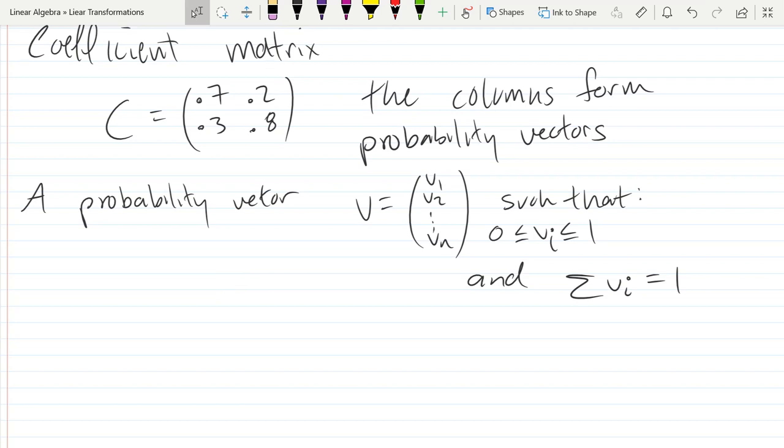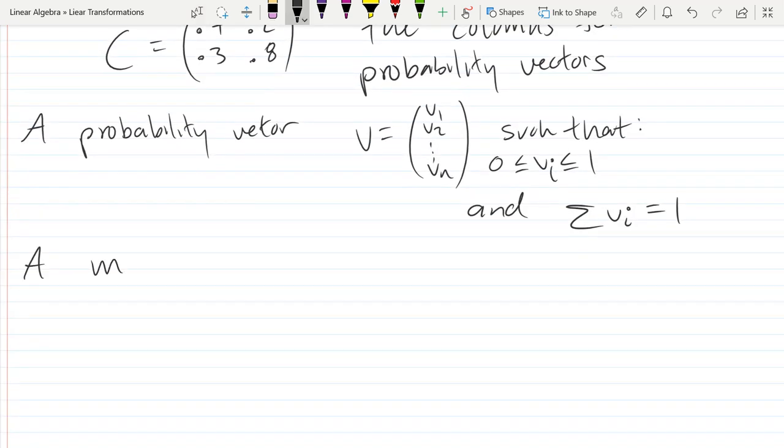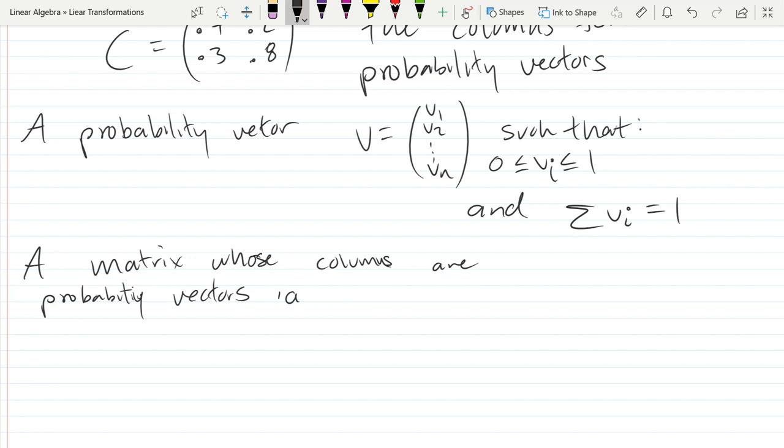So if you have a matrix whose columns are probability vectors, we call that a stochastic matrix. A matrix whose columns are probability vectors is called a stochastic matrix, S-T-O-C-H-A-S-T-I-C.